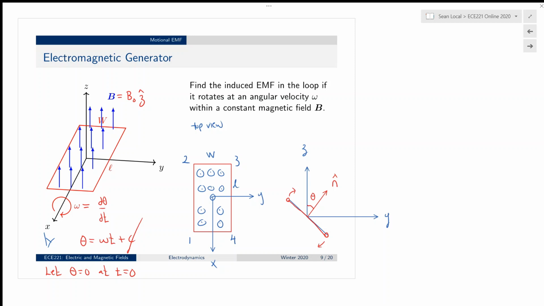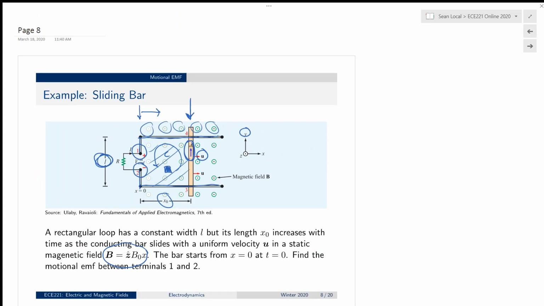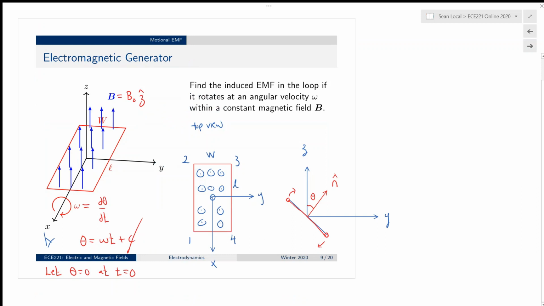Now, remember when we defined the motional EMF, we said that only the segments of the loop or the contour that cut through the B field contribute to the motional EMF. Thinking of our previous example, only this bar is cutting through the B field, like the B field's coming out of the page and it's literally cutting those vectors as it slides from left to right, whereas the rest of the circuit was not moving. So here, let's think about which segments of our loop cut through the B field as the loop rotates. There's actually only two segments that do that.